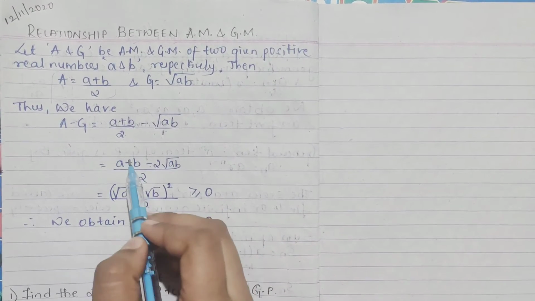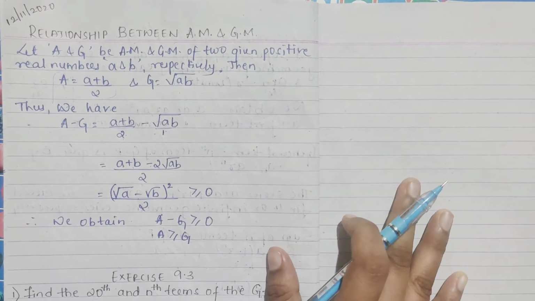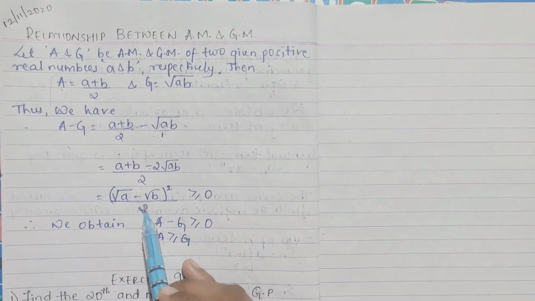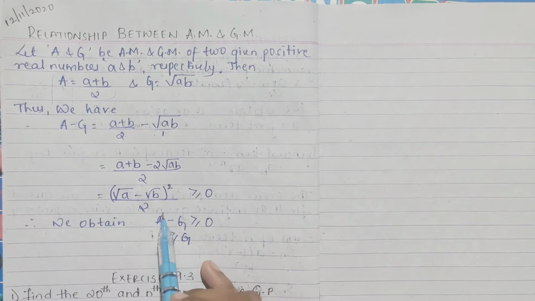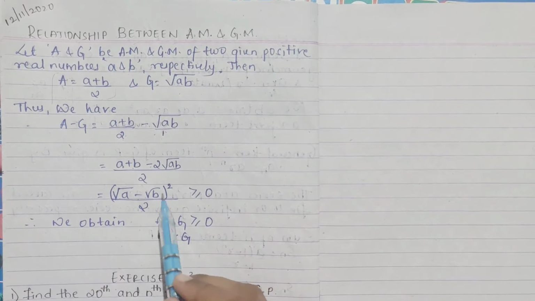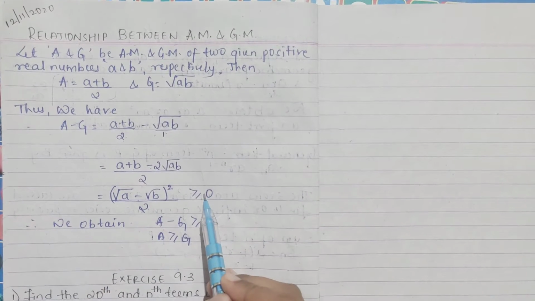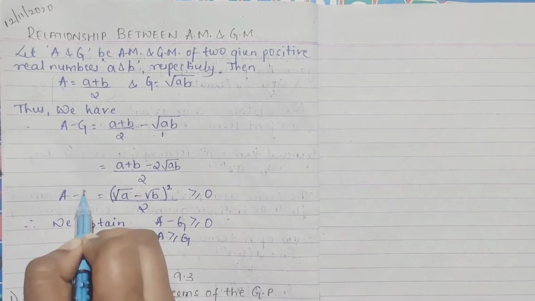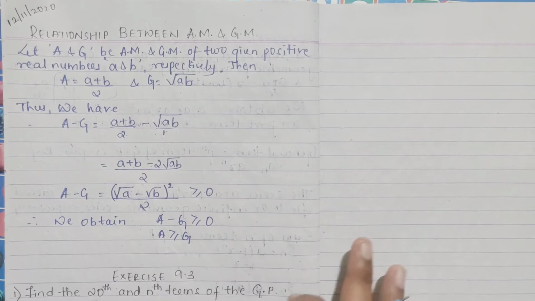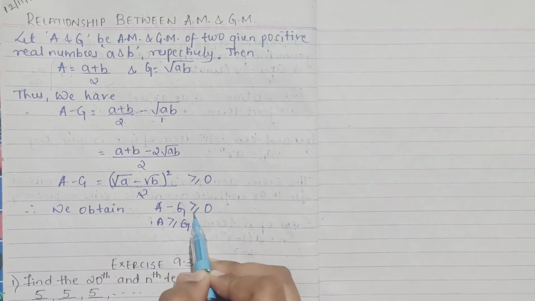If you see, the numerator is the identity (root a minus root b) the whole square. If you want, you can do it. You get (root a minus root b) the whole square divided by 2, which is positive, or greater than or equal to 0, it can be equal to 0 also. You are not getting any negative sign outside, so obviously this is positive. So A minus G is greater than or equal to 0.